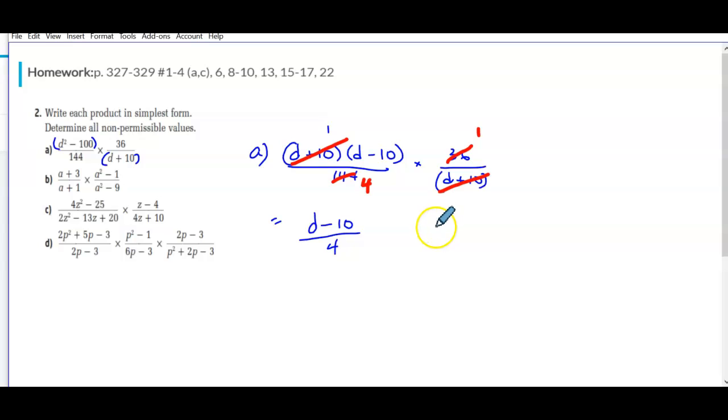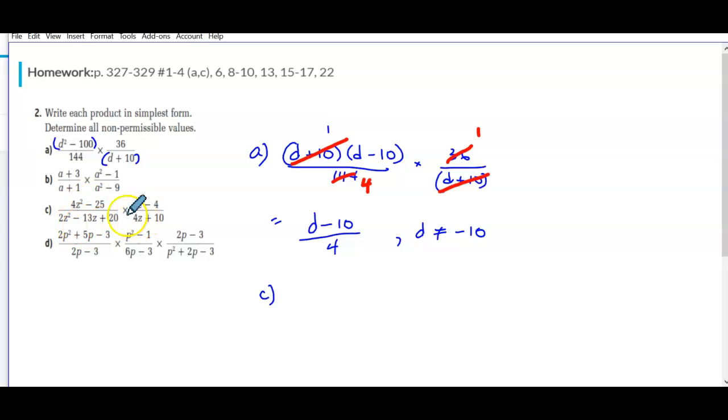In terms of restrictions, you take a look back at your factored form. There's no variable there. There is here. So D cannot equal negative 10. Okay? Those are called restrictions, or negative 10 is the non-permissible value. All right, and then C.